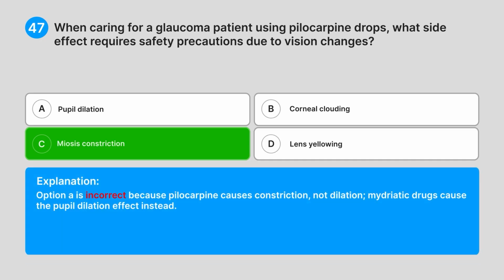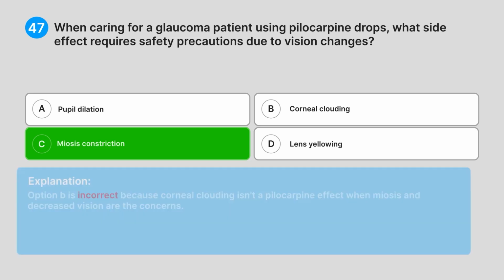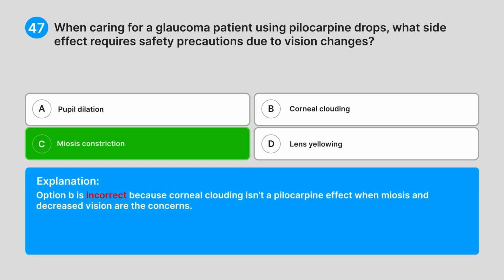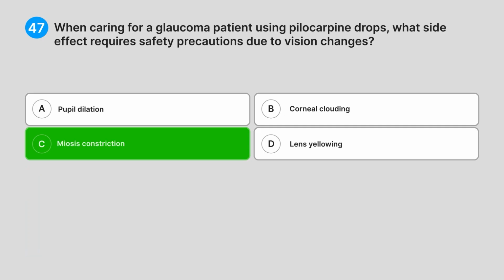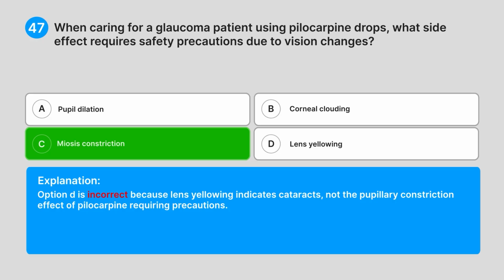Option A is incorrect because pilocarpine causes constriction, not dilation. Mydriatic drugs cause the pupil dilation effect instead. Option B is incorrect because corneal clouding isn't a pilocarpine effect when meiosis and decreased vision are the concerns. Option D is incorrect because lens yellowing indicates cataracts, not the pupillary constriction effect of pilocarpine requiring precautions.